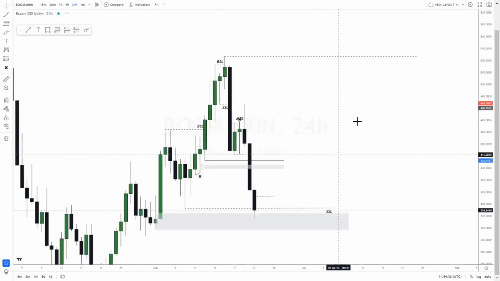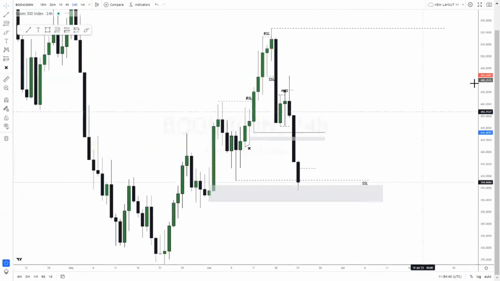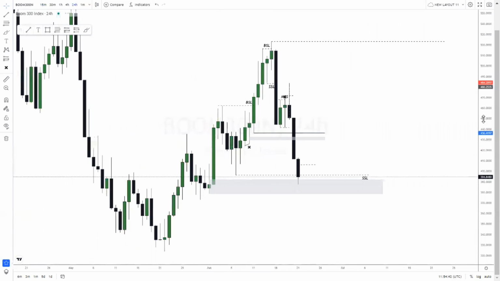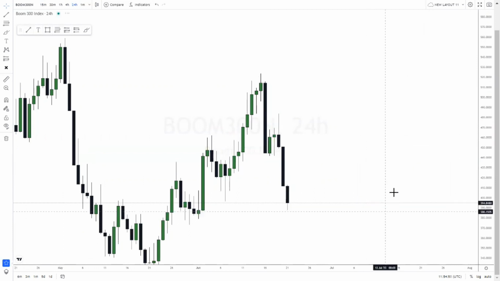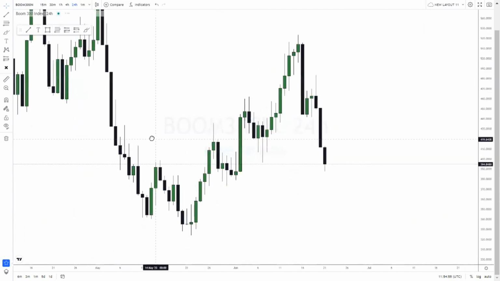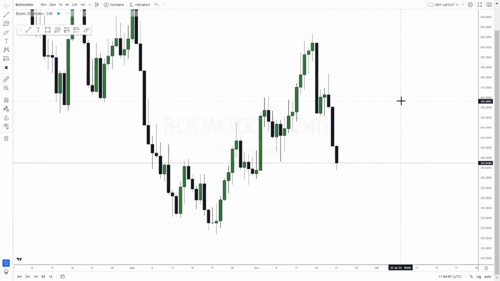Every time I come to the charts, I first of all look at the daily time frame. Now, when I come to my daily charts, I first of all look at what the structure is doing. What is the structure on the daily chart?